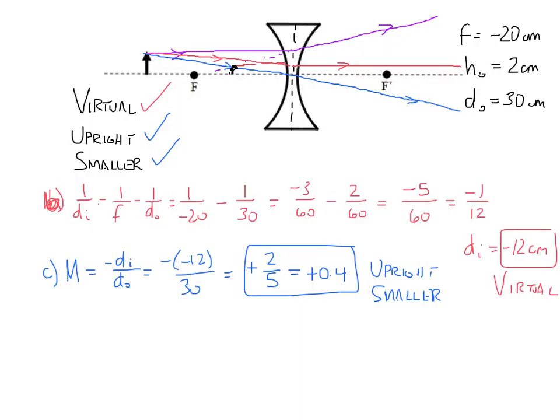And then for part D, the image height, hi, is 0.4 times the height of the object, which was 2 centimeters. So you get an image height of 0.8 centimeters.